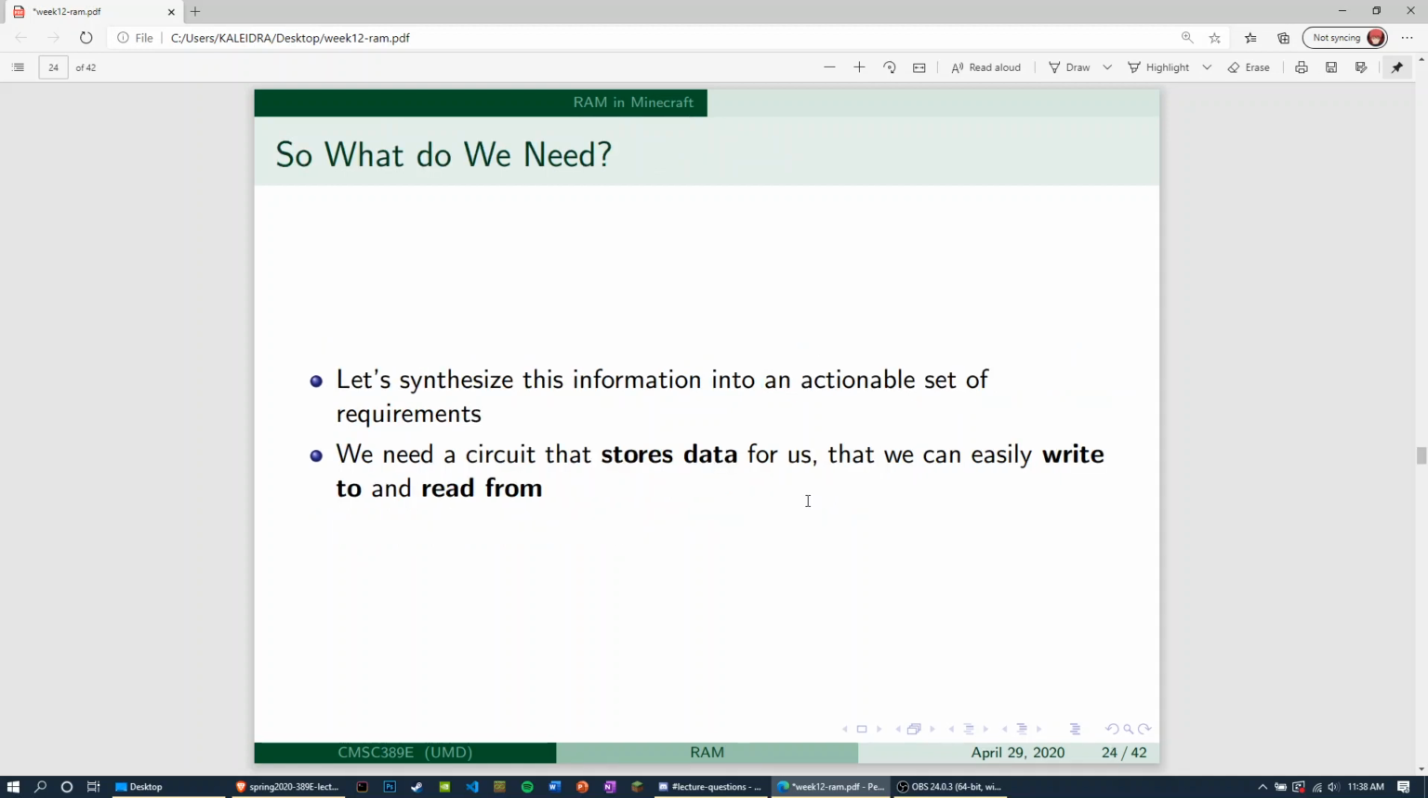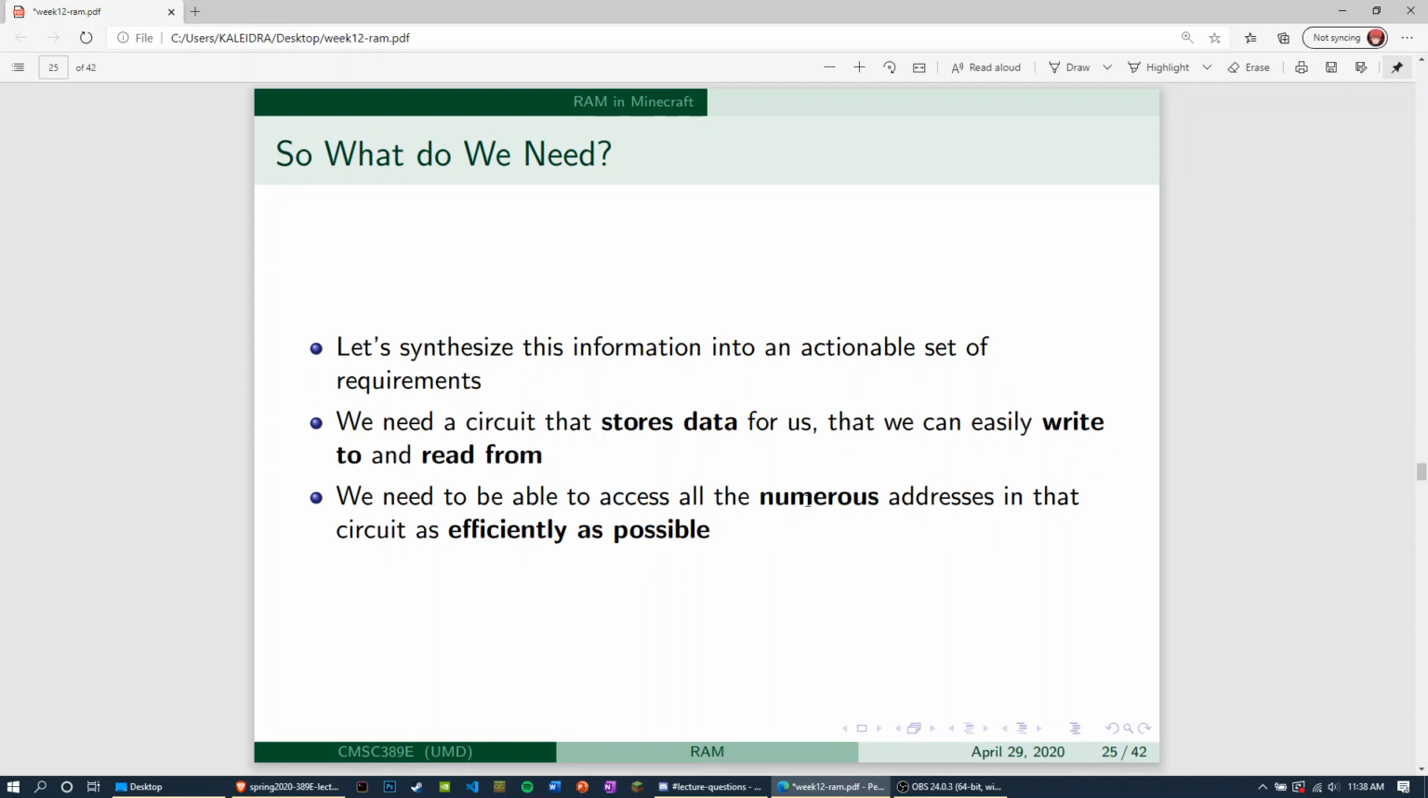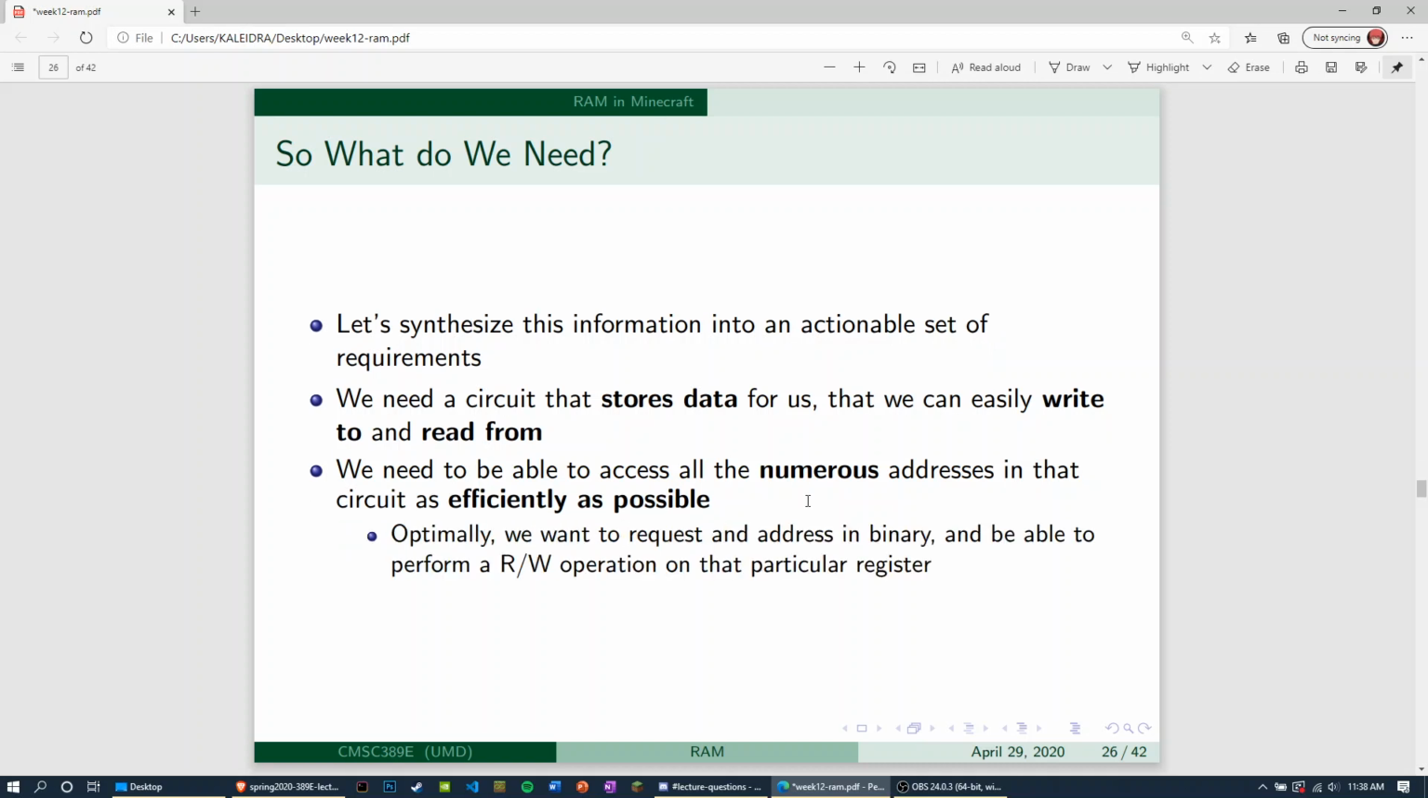So let's synthesize this information into an actionable set of requirements. Now we need a circuit that stores data for us that we can easily write to and read from. That's one thing. We need to be able to access all the numerous addresses in that circuit as efficiently as possible. That's another thing. And finally, we want to request an address in binary and be able to perform a read-write operation on that particular register, right?